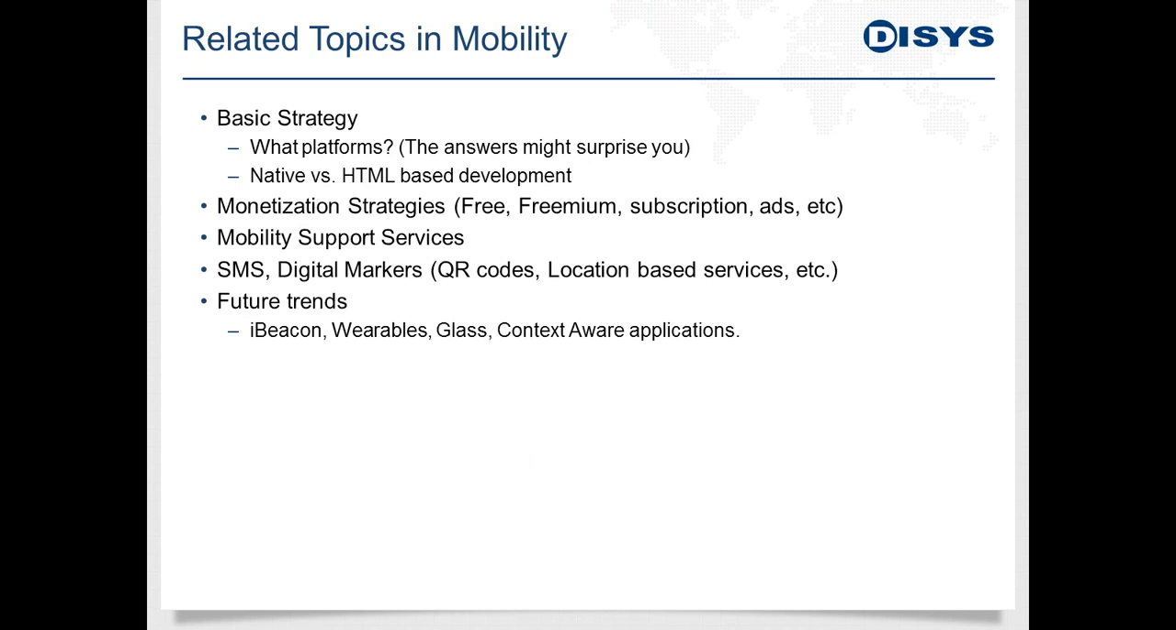Mobility support services, things like SMS, digital markers I mentioned earlier, like QR codes, location-based services, Microsoft Tag, etc. And then that really ties into what the future trends are, like the iBeacon process, wearables in general, Glass, and context-aware applications. I think in the short term that context becomes the next killer piece related to mobile apps.